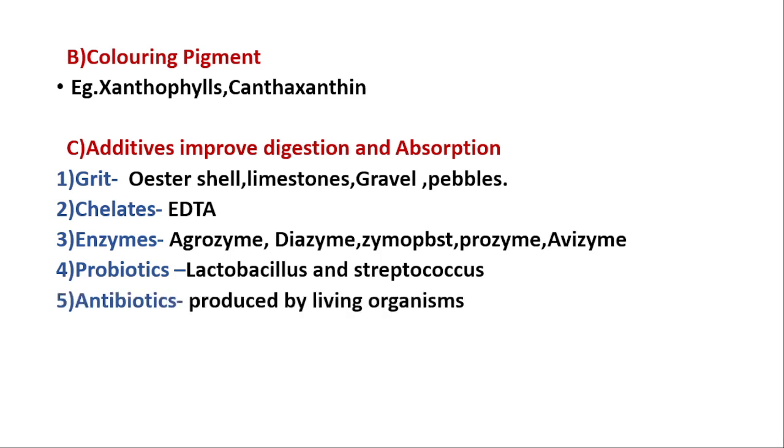Then the antibiotics. Antibiotics are also used to improve digestion and absorption. These are substances which are mainly produced by living organisms such as molds, bacteria and green plants. From these substances we produce the antibiotics, and these antibiotics inhibit the growth of nutrient-destroying organisms while promoting the growth of nutrient-producing organisms. They also increase feed or water intake.